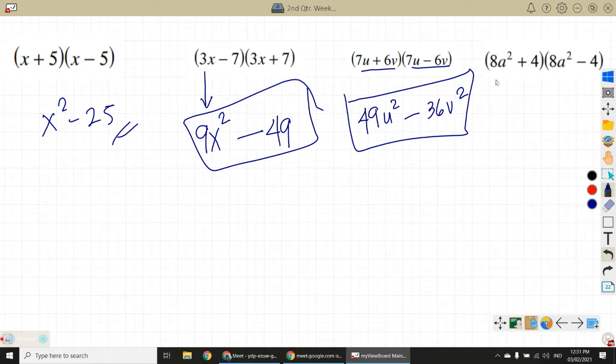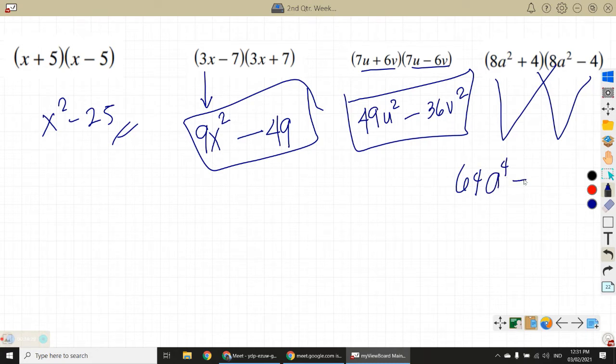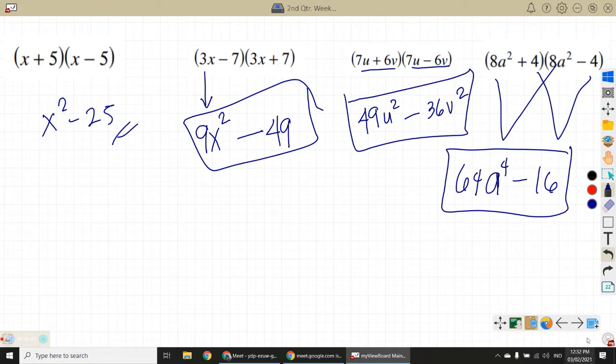So, sir, paano to? Kung nandito. Ayan. Mukhang mahirap. Mukha lang, no? 8 times 8 is 64. A squared times A squared is A to the fourth. Kung naalala nyo yung subject natin last time, no? We're just going to add. And this one is 16. Ganun lang kadali. Okay? Continue tayo.